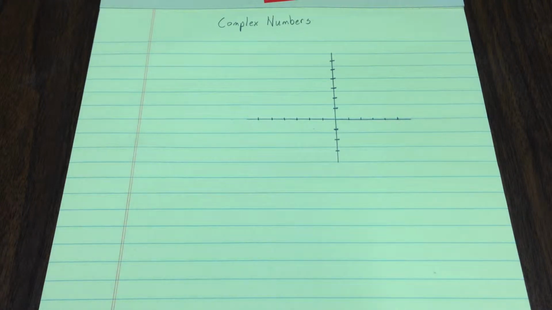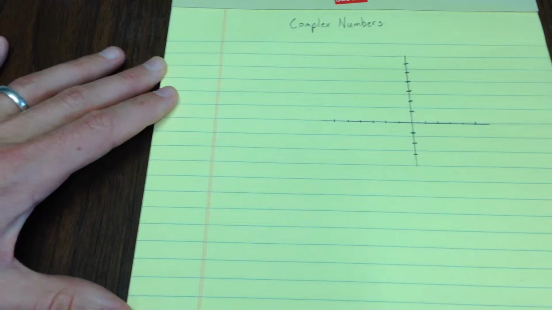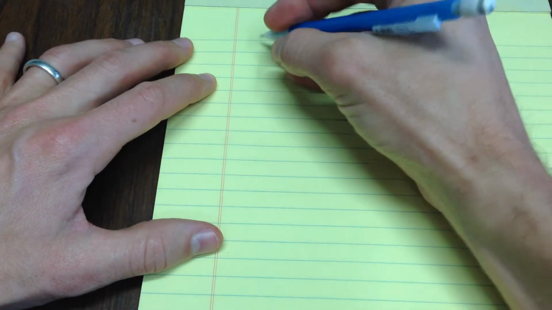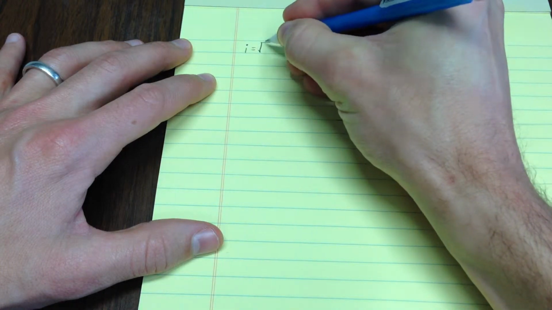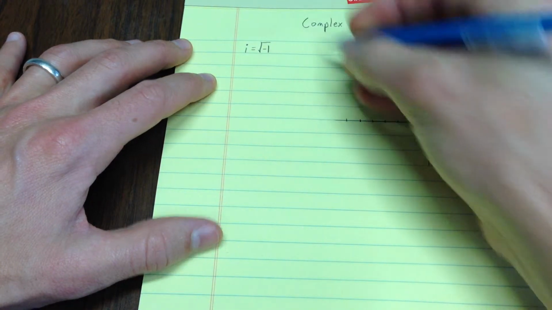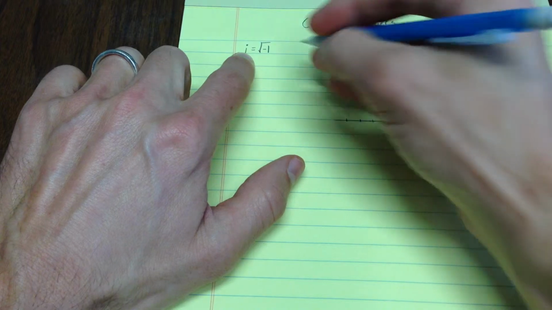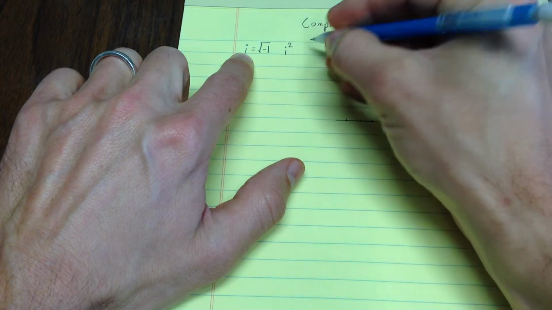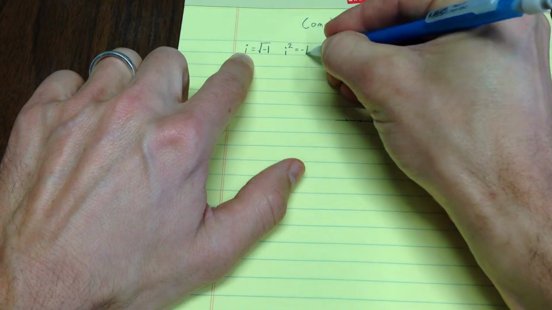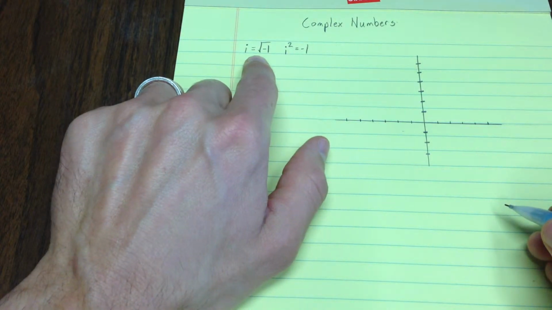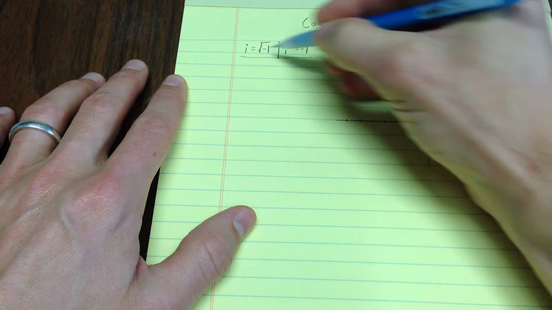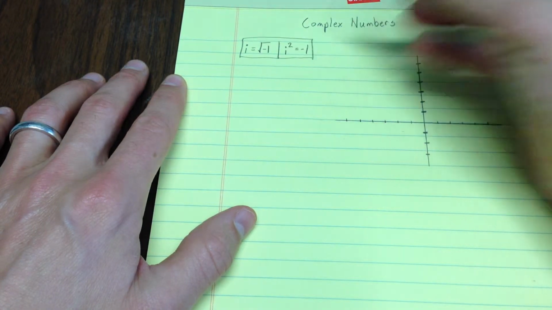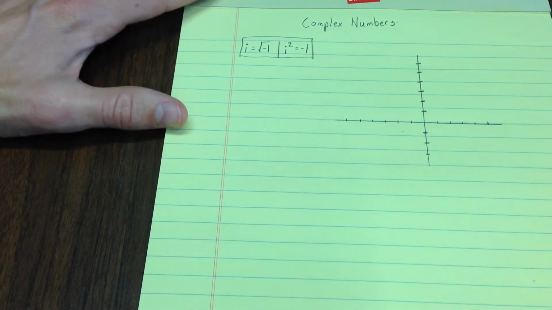Let's chat a little bit about complex numbers. Now, the formal definition is that we're going to use a symbol, i, to be the square root of -1. That means i squared is equal to -1. You can do a lot of math with those two pieces of the definition, but what we're going to focus on is graphing complex numbers, okay?